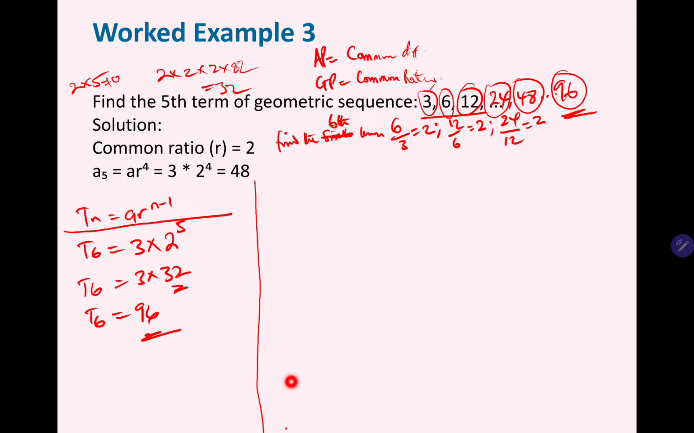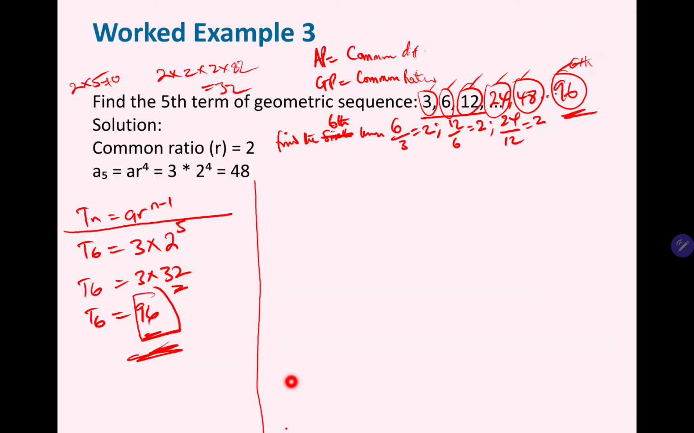So these are the first term, second term, third term, fourth term, fifth term, and our sixth term. That is our sixth term here, 96. So if you are told to get the 20th term, you cannot keep multiplying by 2. You just have to use this formula and apply it.